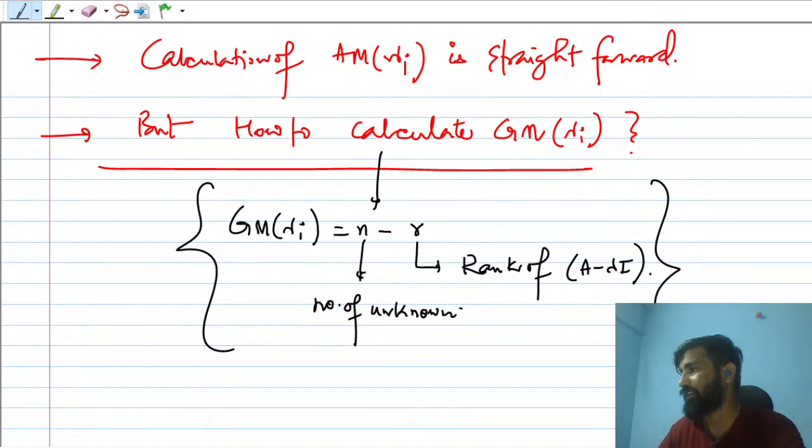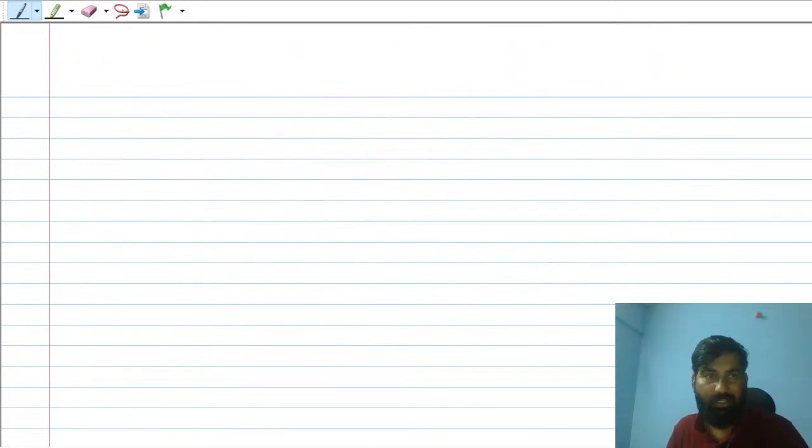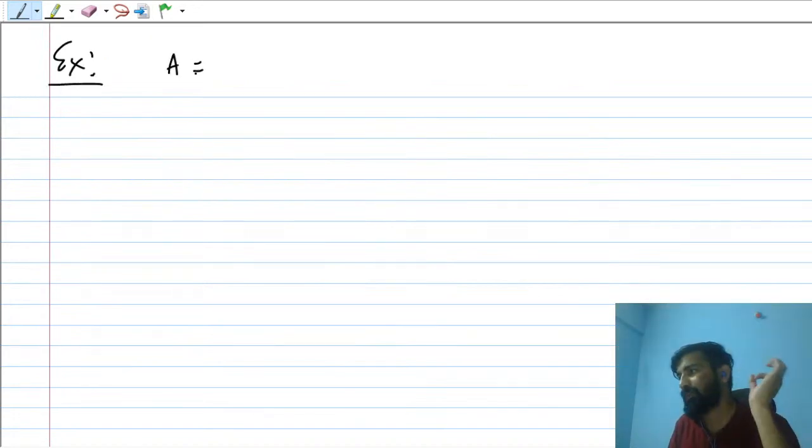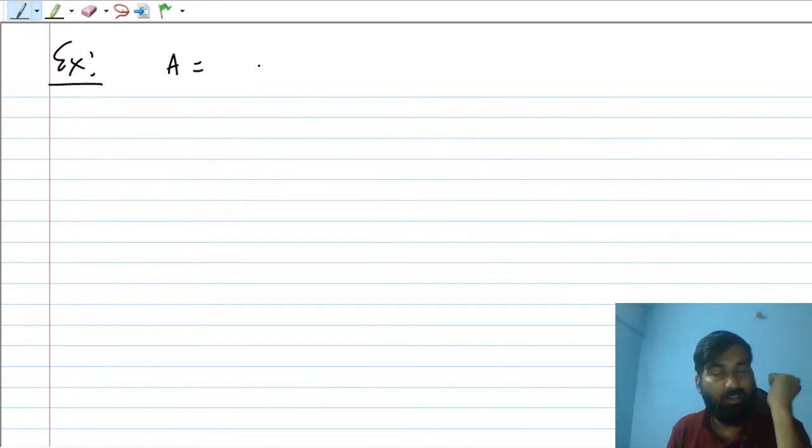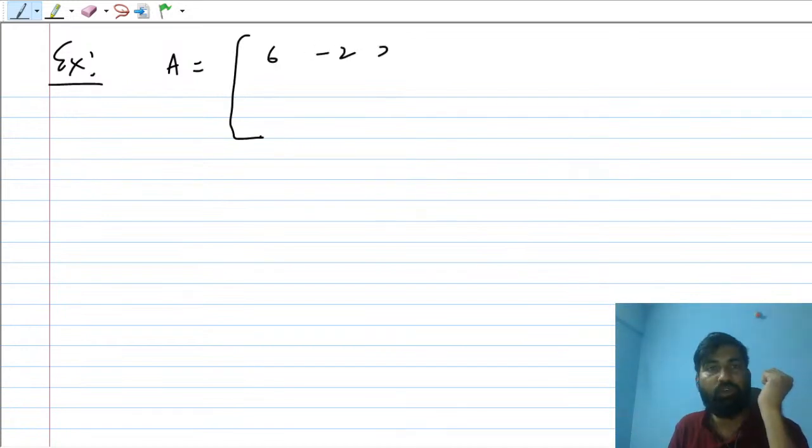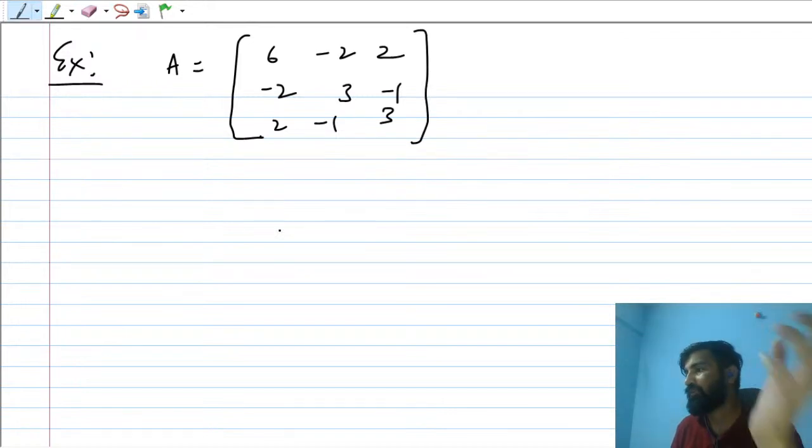So let me take one example, and you just have to evaluate the AM first. Example number 1. Suppose we have got a simple eigen matrix given in the question. This is the matrix given, and they are asking what will be the algebraic multiplicity that you have to determine.